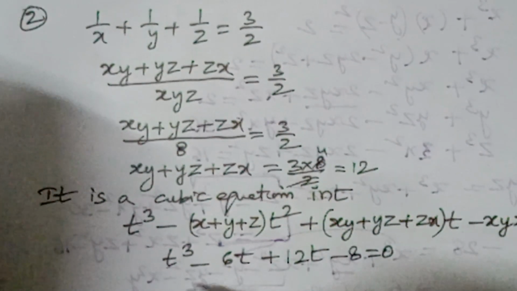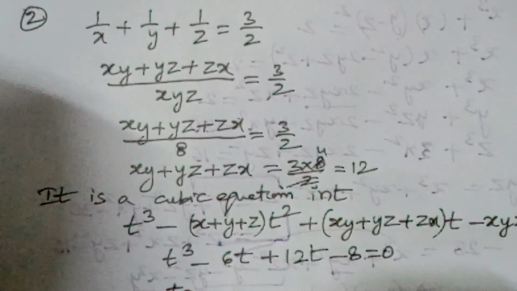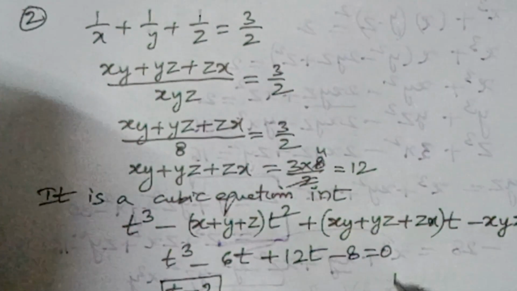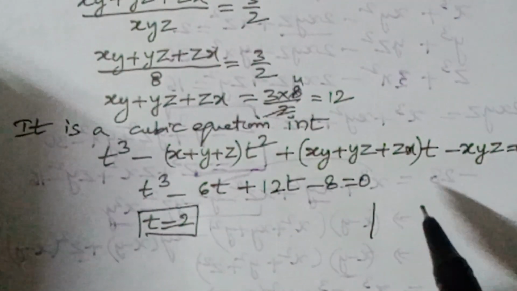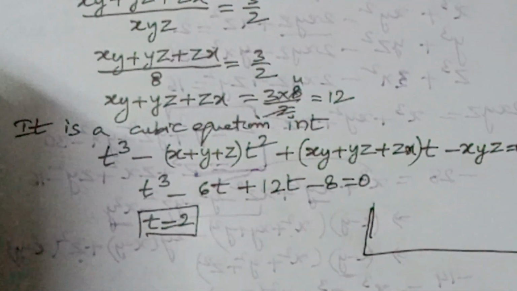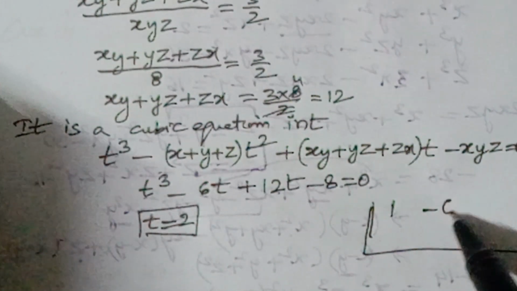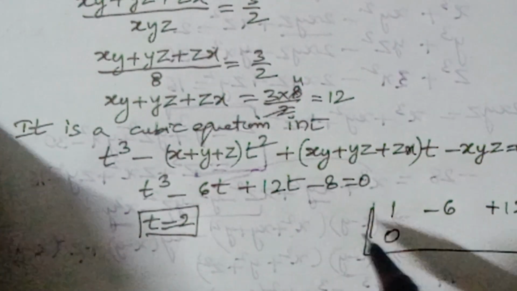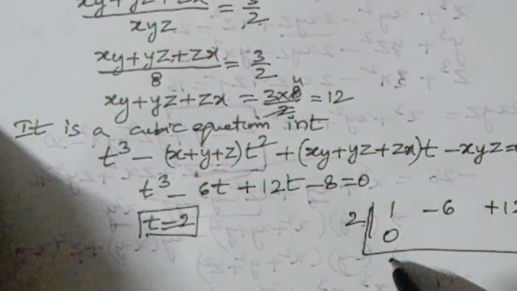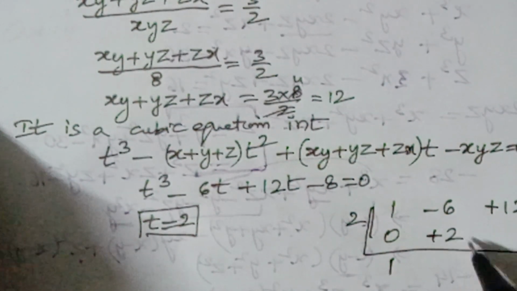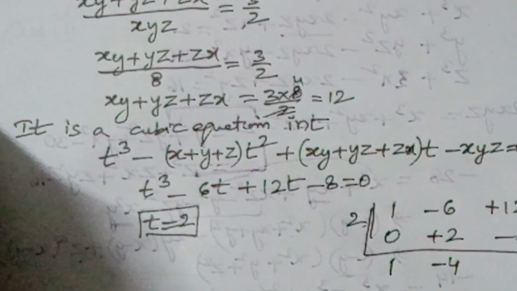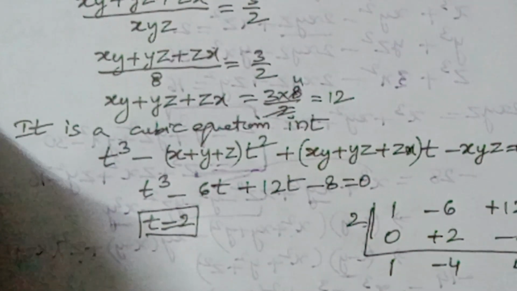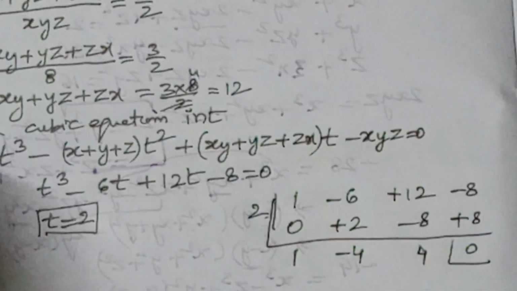By trial and error, t = 2 is a root. By Horner's method, the coefficients are 1, -6, 12, -8. Bring down 1; 2 times 1 is 2, giving -4; 2 times -4 is -8, giving 4; 2 times 4 is 8, giving 0.